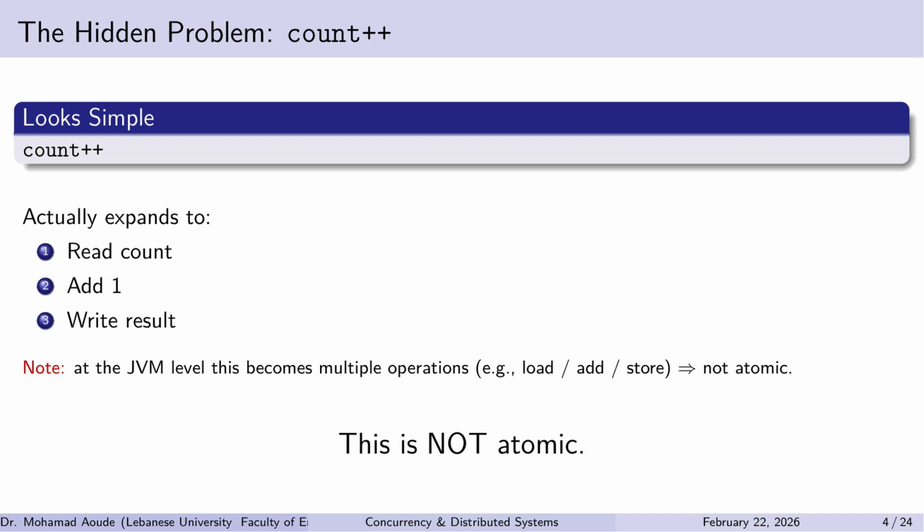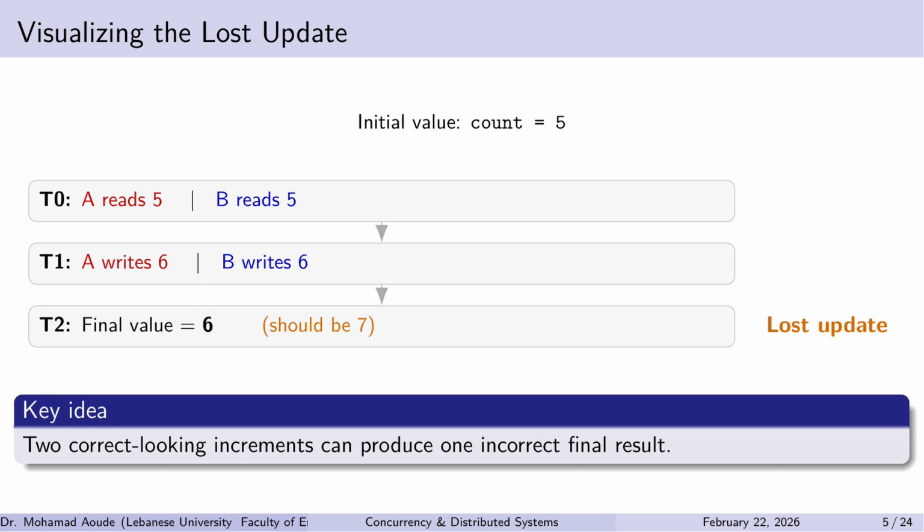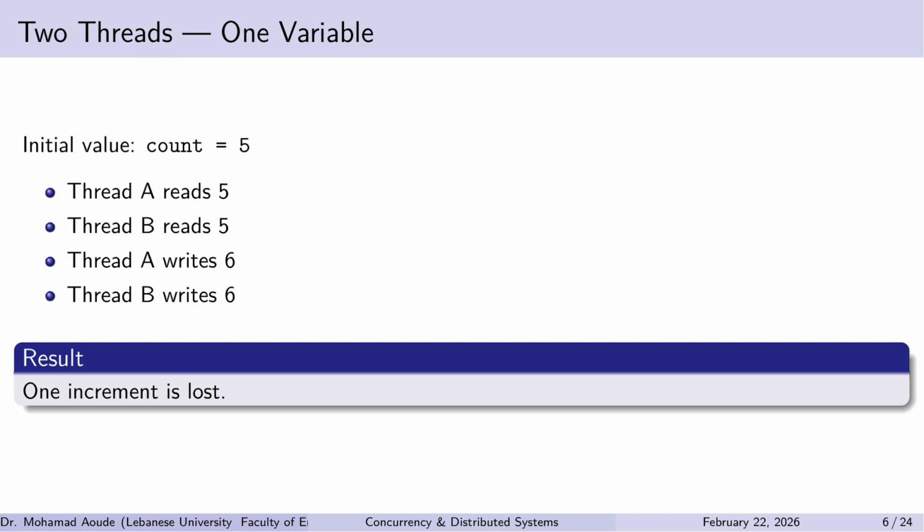This distinction is fundamental. If initial value is 5, thread A reads 5, thread B reads 5, thread A writes 6, thread B writes 6, final value 6, 1 update lost. Now a different interleaving, A reads 5, A writes 6, B reads 6, B writes 7, final value 7, same code, same threads, different outcome. This is non-determinism, and non-determinism without control is unacceptable in engineering systems.